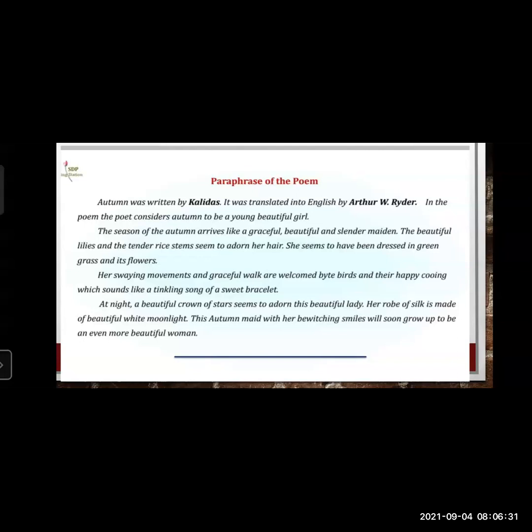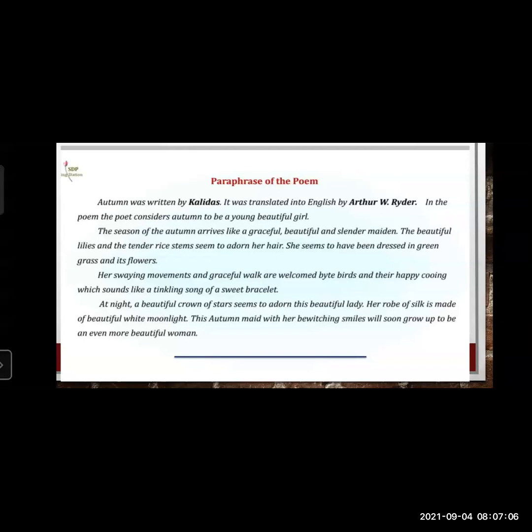At night time, the autumn season wears a beautiful crown. And what is the crown made of? The crown is made of uncountable stars, which is very beautiful and attractive. The beautiful crown made by the stars seems to adorn this beautiful lady, and it shows even more beauty of that girl.